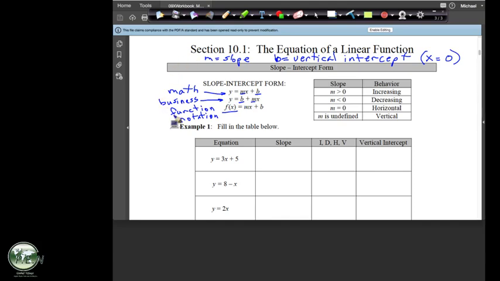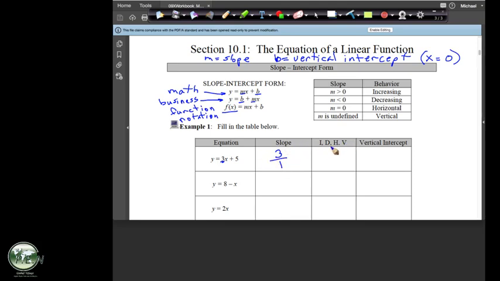What about the third one when it says y equals 2x? Oh. Well, you don't see it? Let's go through this. So let's do y equals 3x plus 5. What is our slope? 3. Slope is always the number in front of the x. So it's 3, or if you want to think of it as rise over run, it's 3 over 1. Rise of 3, run of 1. So that's the slope.